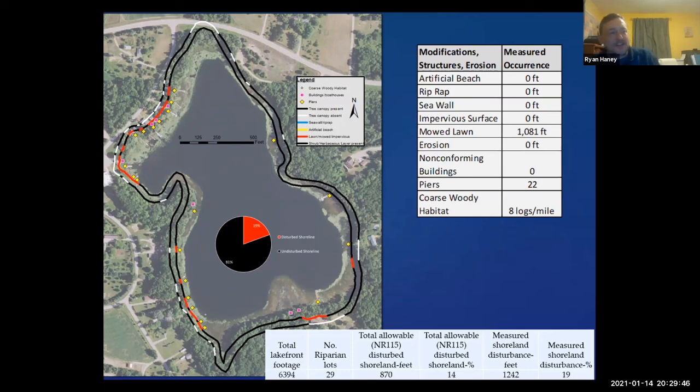Woody habitat, which Tammy had mentioned, which consists of coarse woody structure, trees, logs, things like that, are key pieces of habitat. In Wescott Lake, that was measured at approximately 8 logs per mile on average. A healthy lake, for comparison, would be closer to 250 logs per mile. So this suggests there's a lot of room for habitat improvements on Wescott. If you're looking to improve the fishery particularly, it's a lot better investment to improve that woody structure than it is to stock fish, for example.